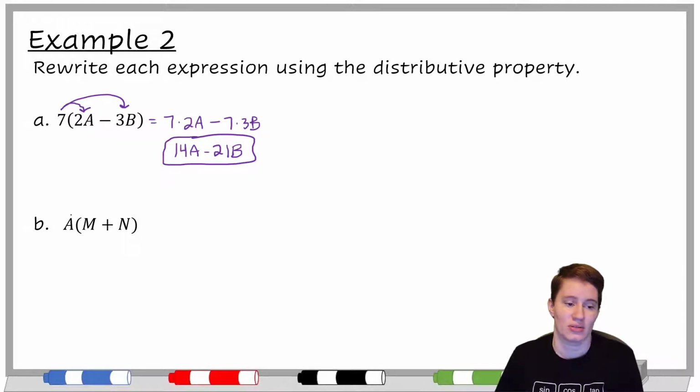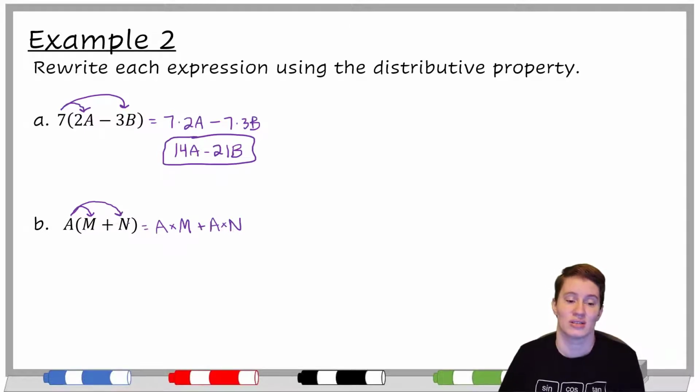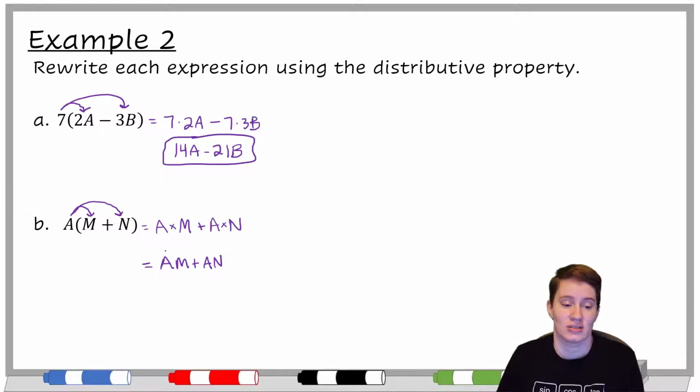B. Now this time we're distributing a letter to 2 other letters, okay? So we're going to do a times m. I keep accidentally switching back to x, which has never been a problem I've had before in my life. A times n. So we can't do anything to this. Like, we don't know what any of these letters are. So a times m just ends up being a and m next to each other. A times n ends up being a and n right next to each other. We can't add them together because m and n are different. So this would be our answer.